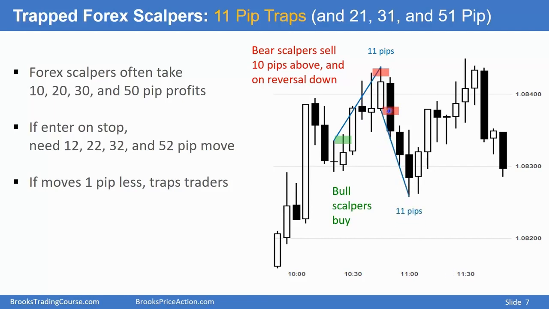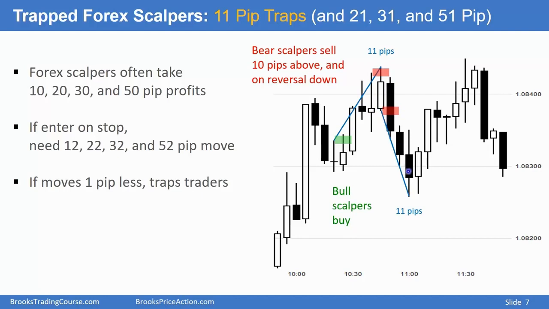Here, let's say we have bears expecting that you'll have trapped bulls and we'll get a reversal down. This is a final flag. Maybe we'll come down here or below. In any case, let's say bears sell 1 pip below the low of this bull bar. The minimum scalp in Forex markets is 10 pips. The market therefore has to fall 12 pips below this bar to make their minimum scalp. They sell 1 pip below the bar.